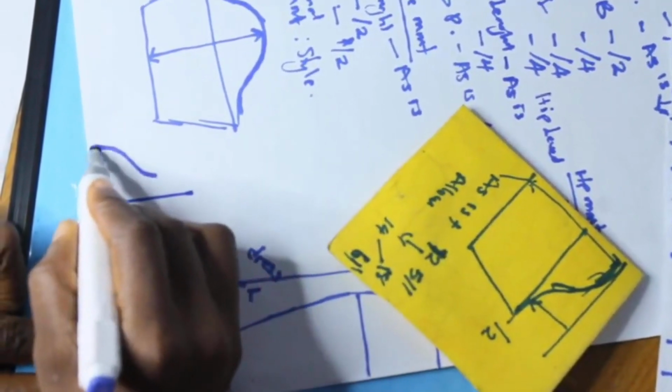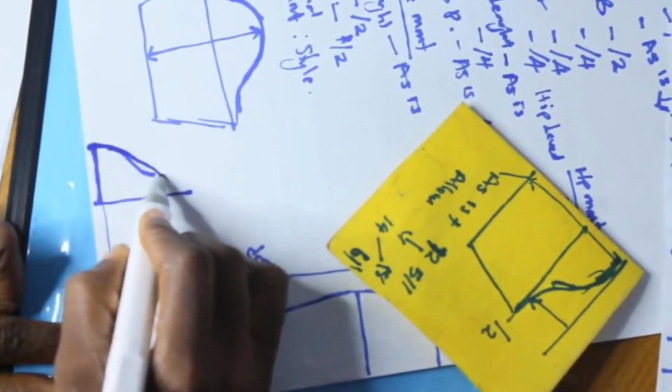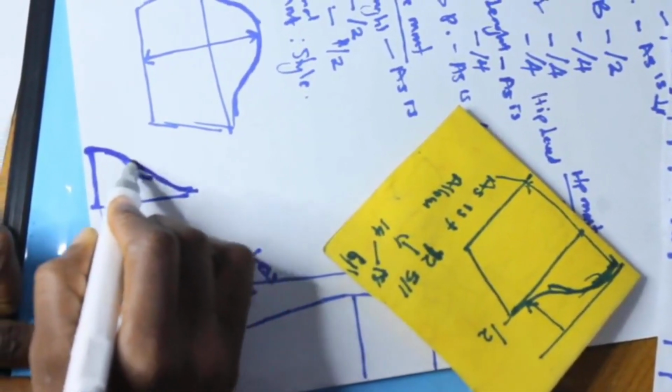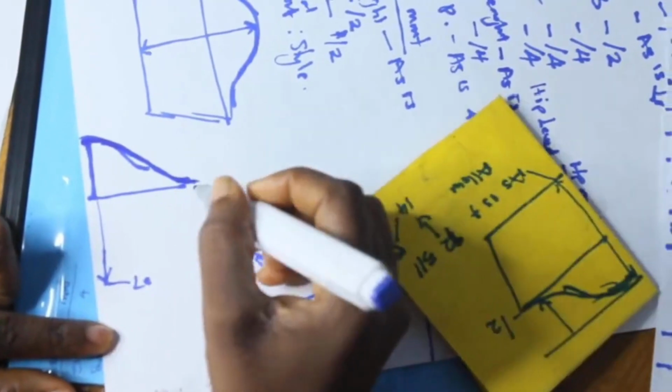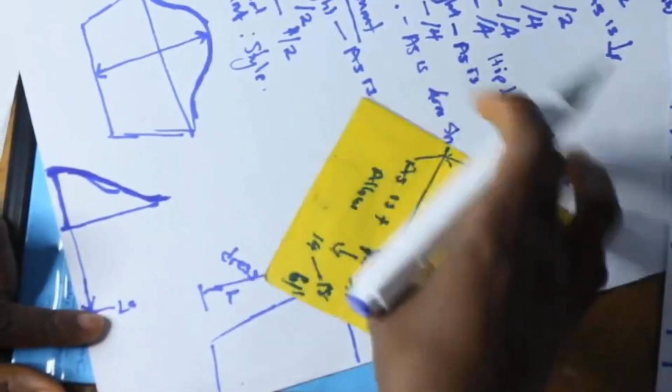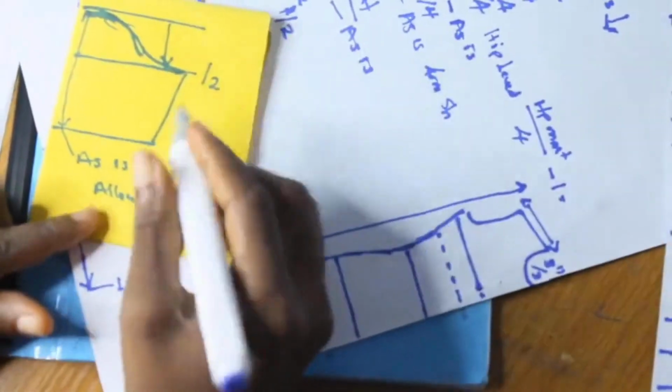So what you do, you use your curve rulers. Remember, I'm showing you how to apply your measurement. When we are drafting the basic block, that's when you need it. Then you get your cuff measurement. Like, yeah, the cuff measurement here.